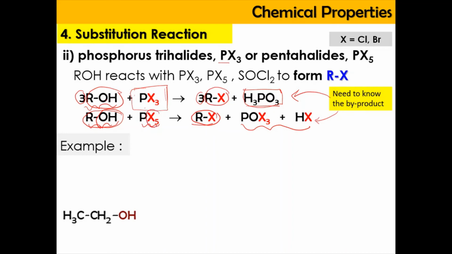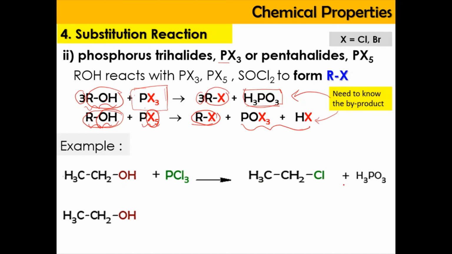For this one, you have X5, right? So it's going to be X plus X3, 4, plus X1, so it's going to be X5. So it is balanced. Okay, now let us look into the example here. So let's say if you have ethanol, and you're going to react that with PCl3, where X here I change into chlorine. So OH here is going to be changed into Cl. Okay, and this is going to produce the byproduct of H3PO3. So this one is important.